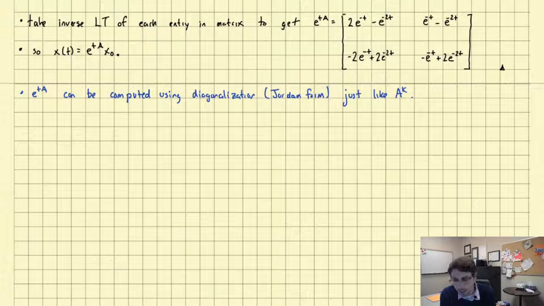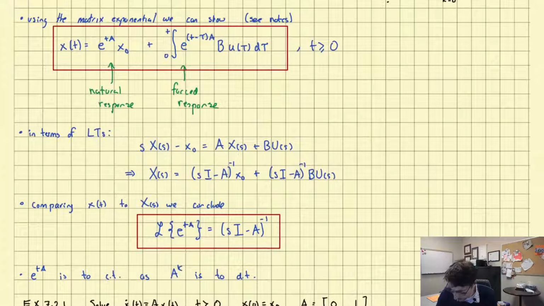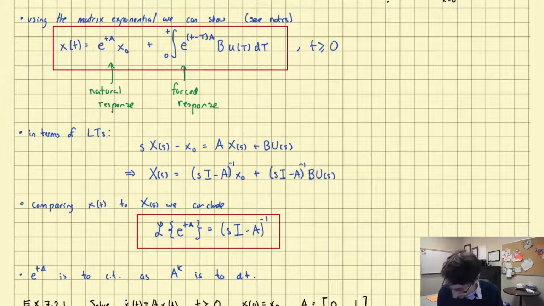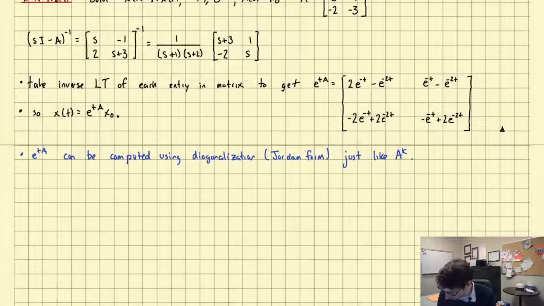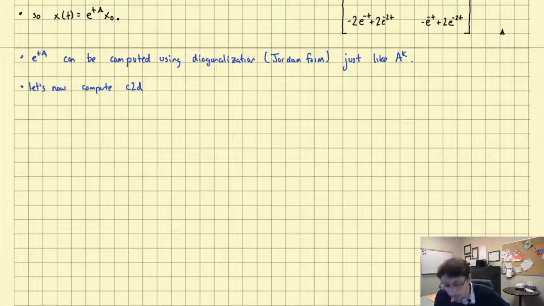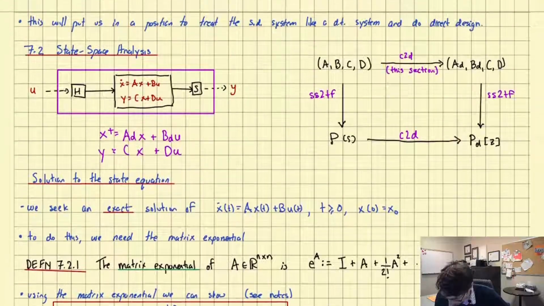Okay, so now that we have this solution in hand, we also talked about how to compute the maybe unknown part of this expression, this matrix exponential. We're now in a position to compute our discretization. So let's do it. Let's now compute c to d. And the picture, I'm going to just copy it from above. It's the same picture. Just want to remind you what we're doing here.